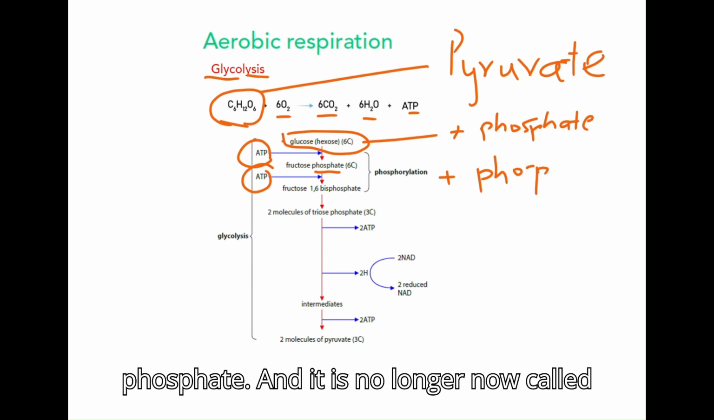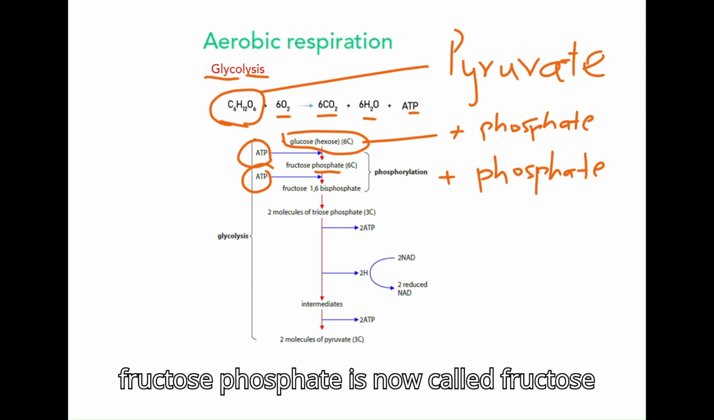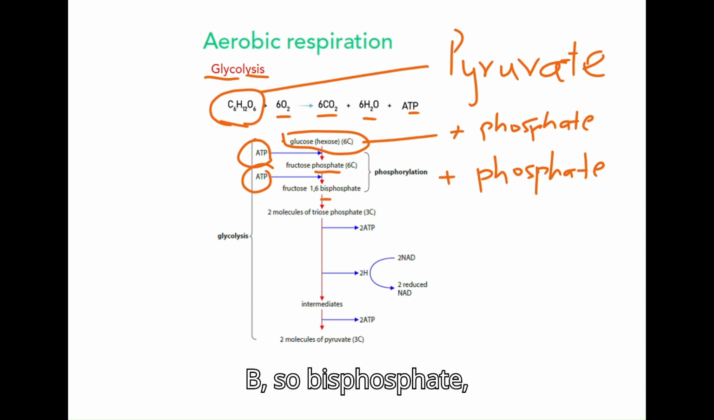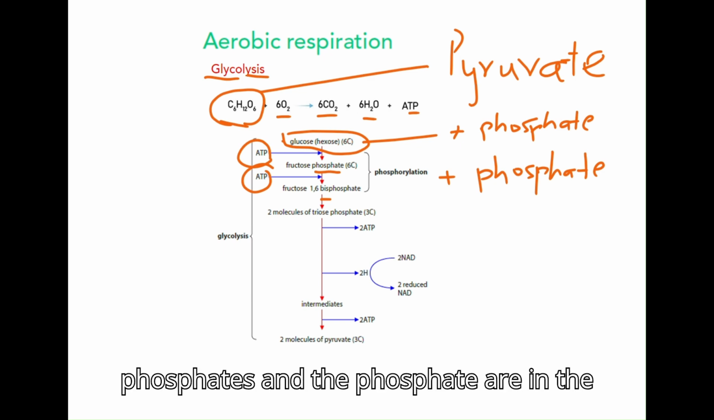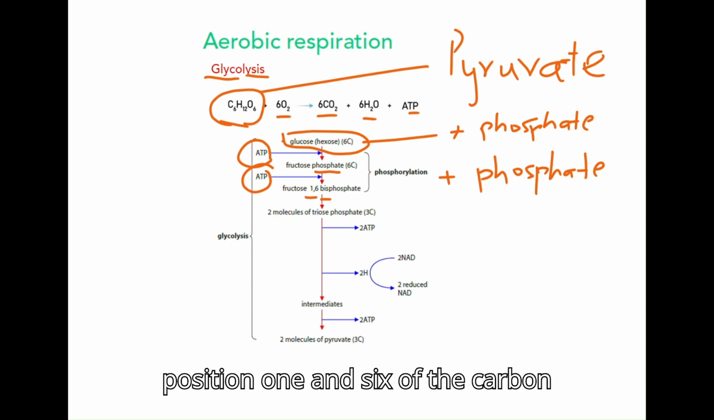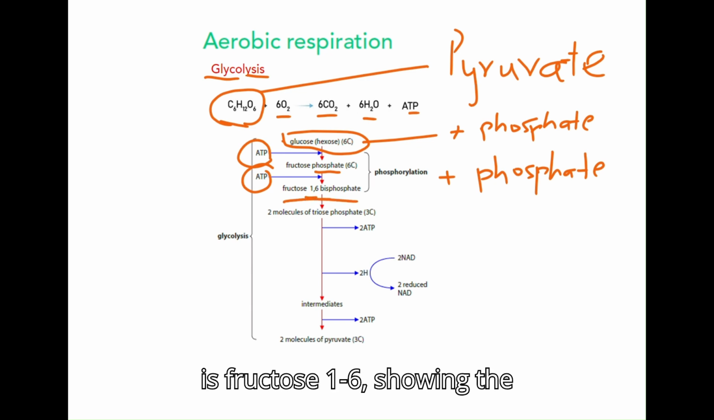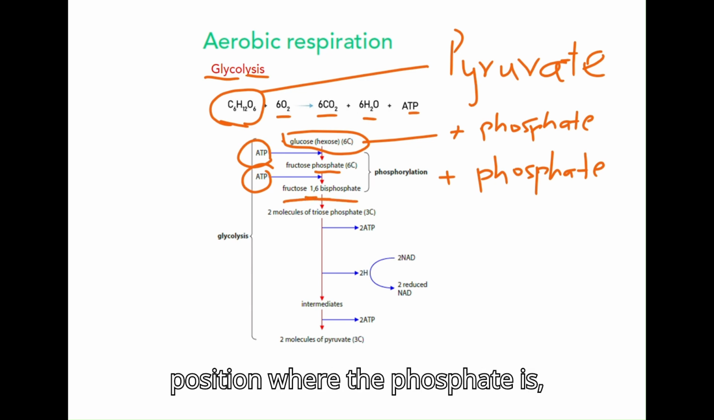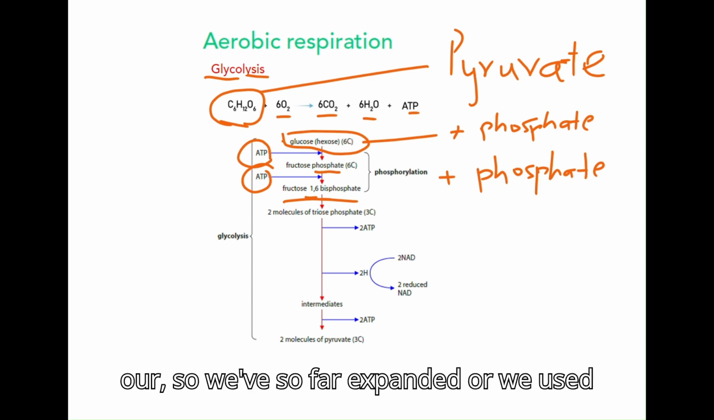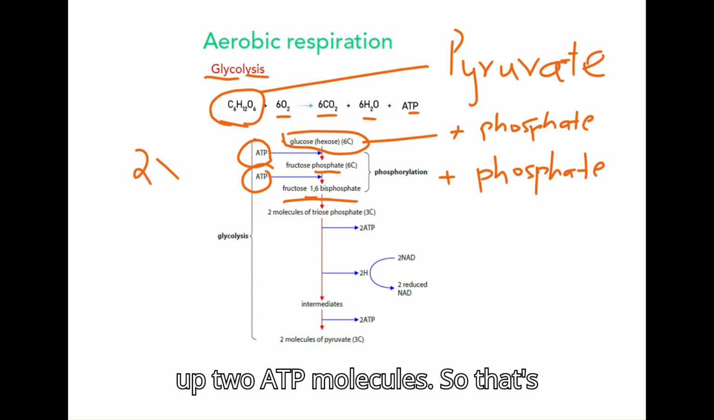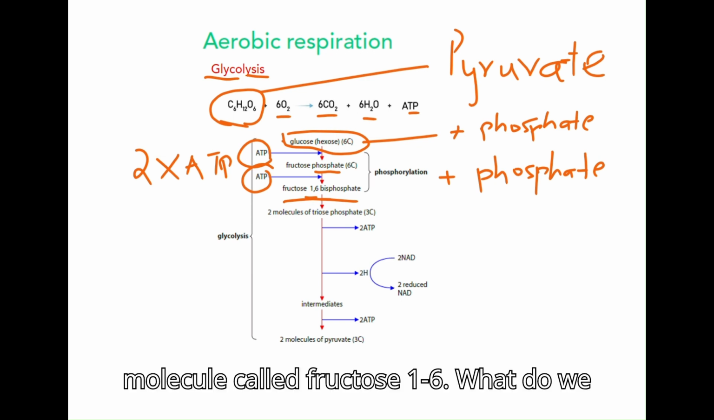And it is no longer called fructose phosphate; it is now called fructose bisphosphate, meaning 2. It has 2 phosphates, and the phosphates are in positions 1 and 6 of the carbon in the fructose. So our new molecule now is fructose 1,6-bisphosphate, showing the positions where the phosphates are. So we've so far expended, or used up, 2 ATP molecules. So that's 2 ATP used so far to end up with this molecule called fructose 1,6-bisphosphate.